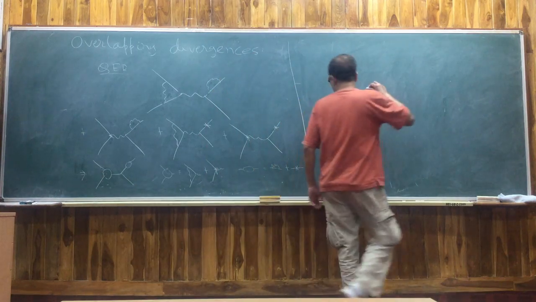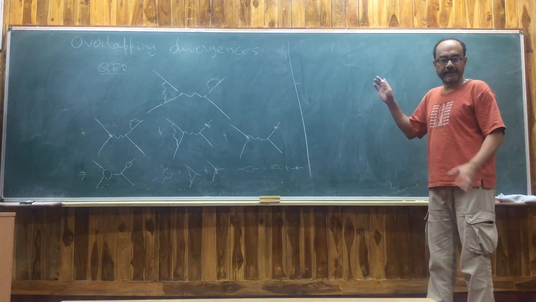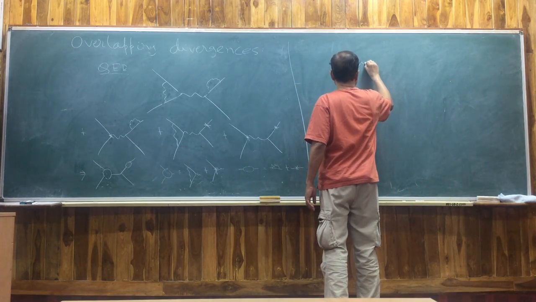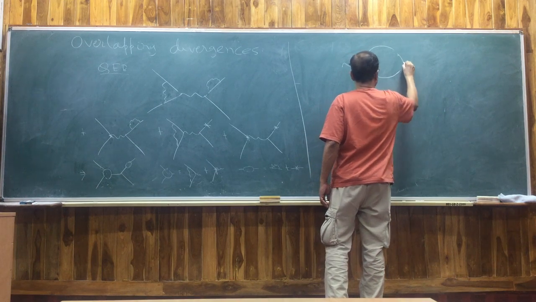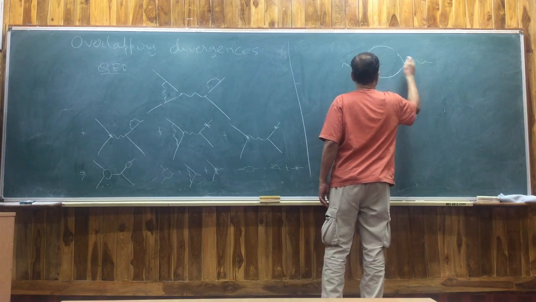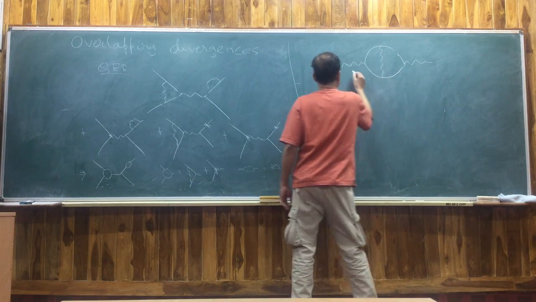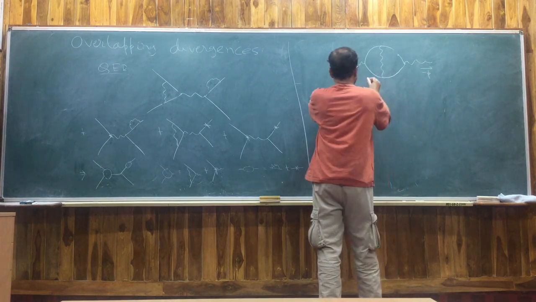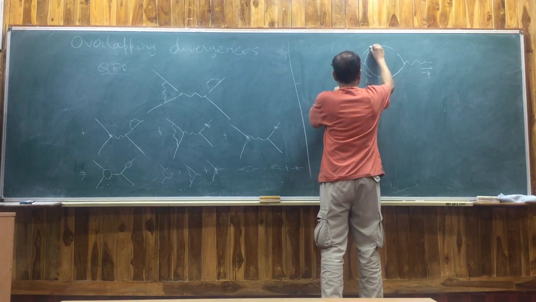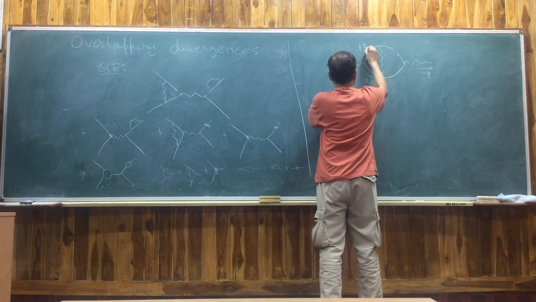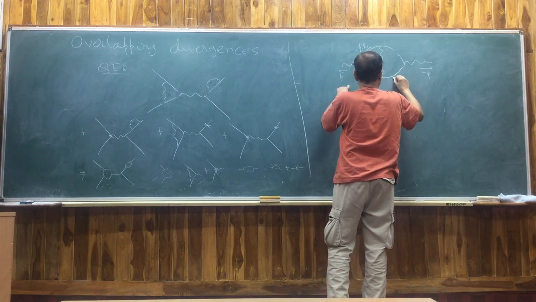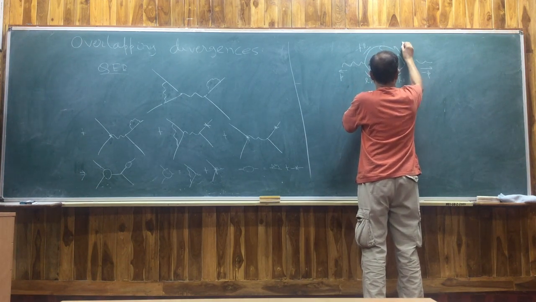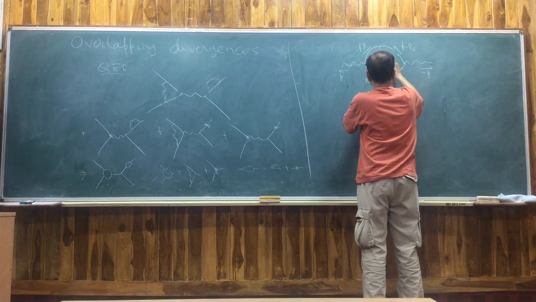Okay. So now I'm going to draw another diagram, again in QED, but where things are not so simple. Let me label the momentum. Suppose this is P, this would be minus P. Let's call this L1. This would be minus P minus L1. This, let's call L2. This should be P minus L2.